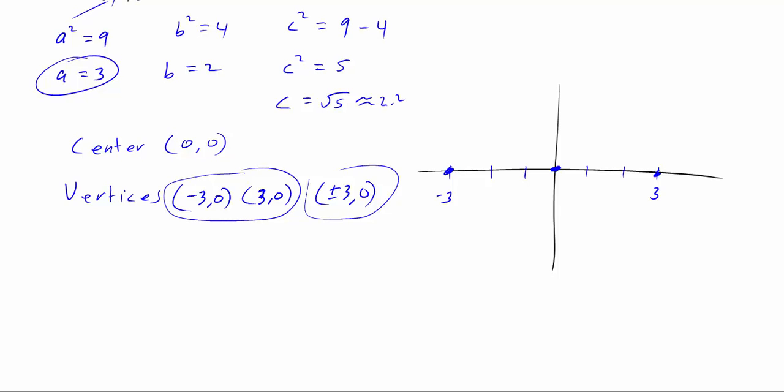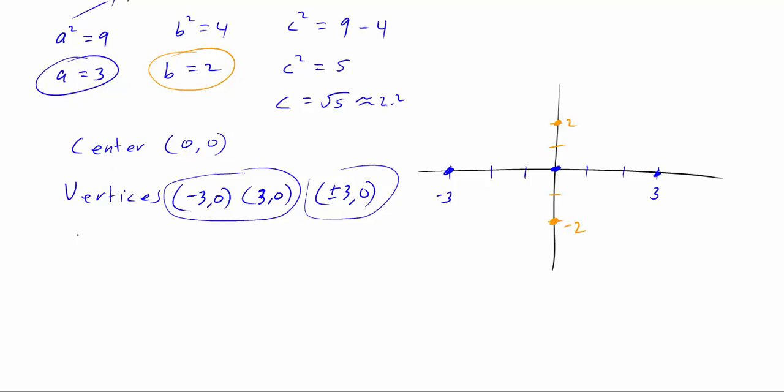And then next we have this particular b value. And remember, that tells us the minor axis. So that tells us we're going to go up 2 units and down 2 units from the center. That tells us how high up we're going and how far down we're going for the minor axis.